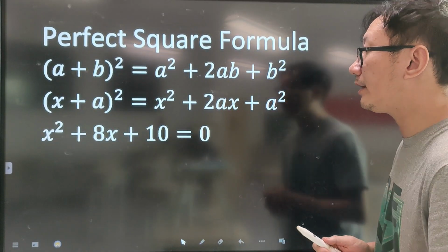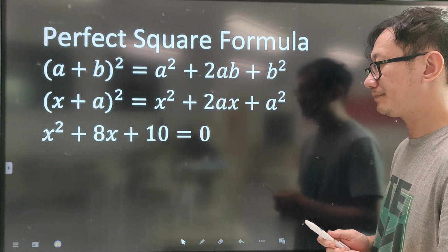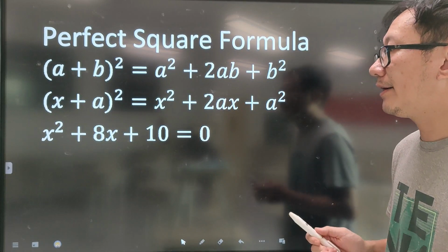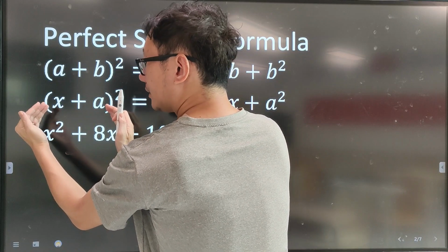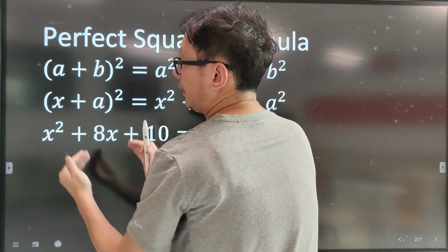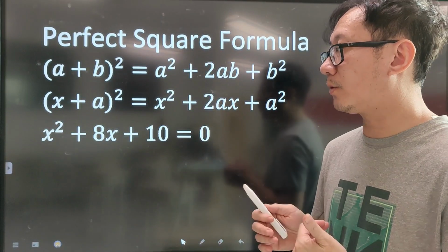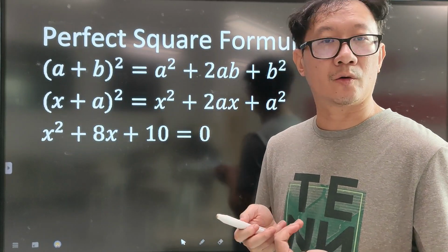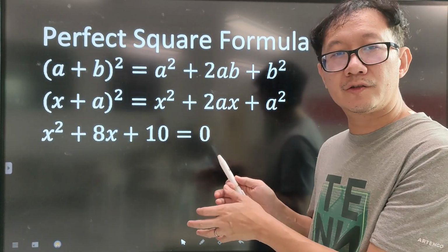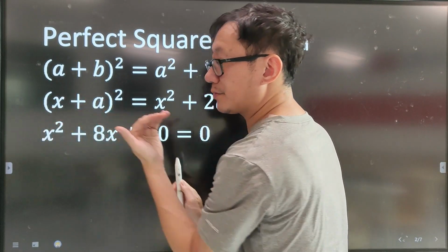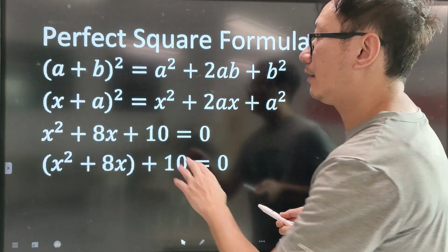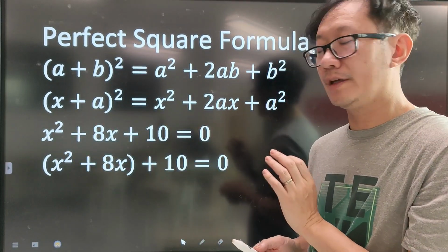Okay, let's revisit that problem we couldn't solve before. x squared plus 8x plus 10 equals 0. Now, I'm going to put brackets around the first two terms here. They don't change the order of operation at all. What I'm doing is just emphasizing that we're going to look at these two terms specifically. Okay? All right, so I put brackets around them.